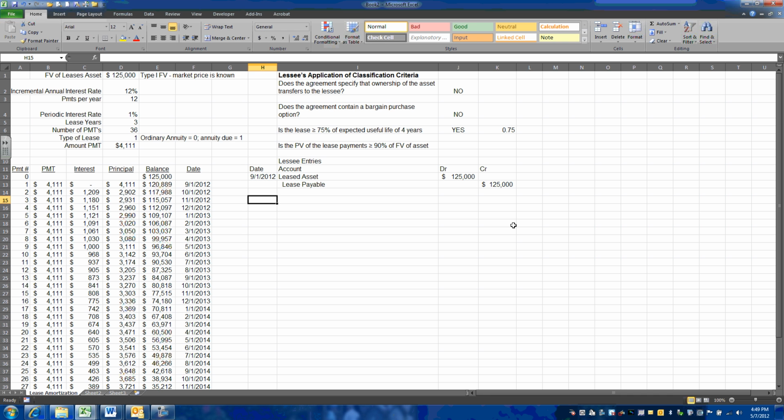The lease terms call for us to make a cash payment on September 1st. We could have combined these two entries, but let's keep them separate. So on 9/1/2012, we're going to reduce our lease payable by the amount of the payment, which is $4,111. Our credit is going to be to cash.